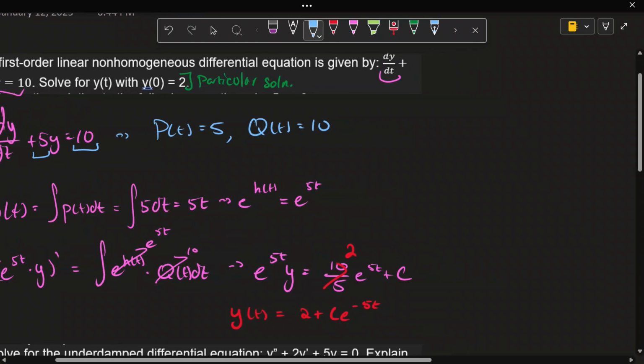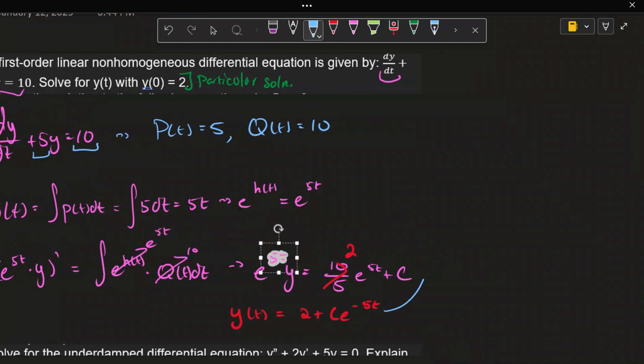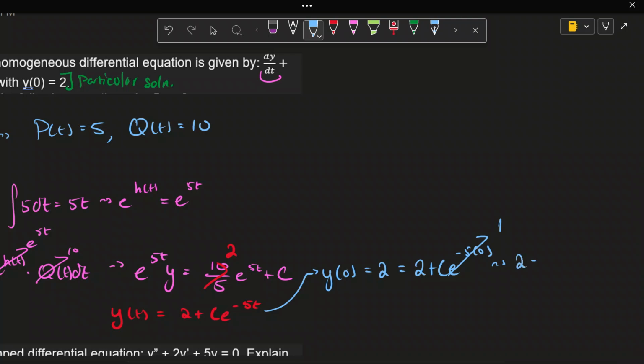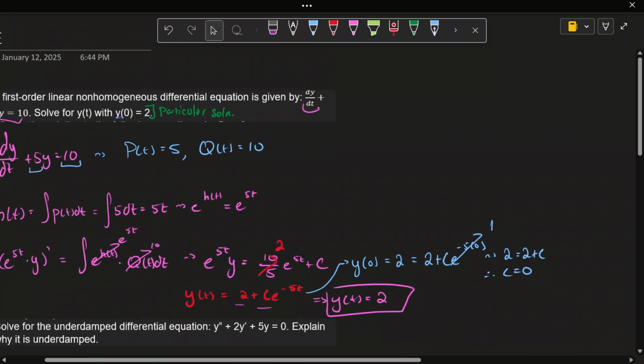Now this is where we have to be careful. We have to plug in the initial value. y of 0 we know is equal to 2, given by the question, and we set this equal to 2 plus c e to the minus 5 times 0, because we're plugging in 0 for t. This becomes a 1, therefore 2 is equal to 2 plus c, therefore c is equal to 0. It just has to be. So c is equal to 0, meaning y of t is equal to 2. And that is our particular solution for this problem.